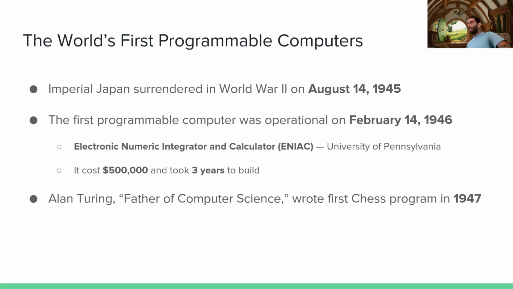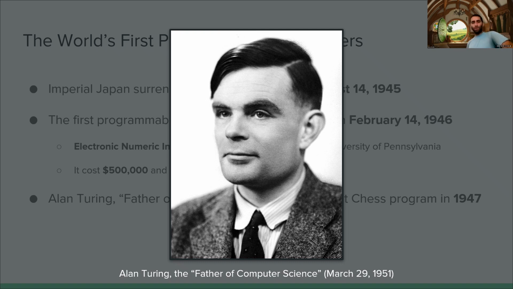So in 1947, Alan Turing, who's commonly known as the father of computer science, wrote the first chess program. So here's a photo of Alan Turing. He was actually super important to the war effort in World War II. He did a lot of work cracking the Enigma code. There's a movie about him that I highly recommend. I'm blanking on the name of it. I think The Imitation Game, if I remember. Yeah. So that's a good movie if you're interested.